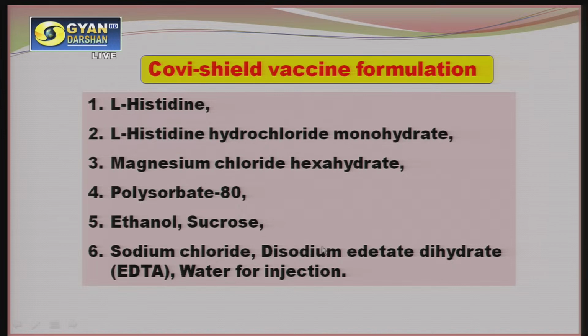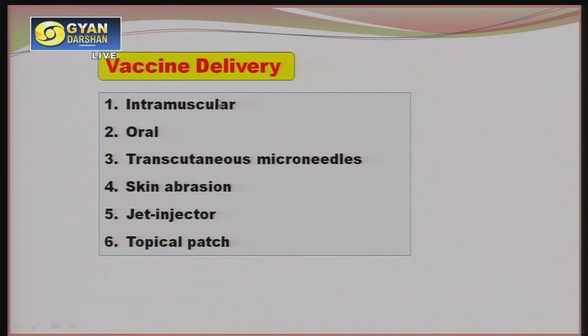And sodium chloride, disodium acetate dihydrate, EDTA, and water for injection. So these are the formulation of the Covishield vaccine. A lot of various chemicals we can utilize. Ultimately, it improves the quality of the Covishield. It is able to produce a better immune response inside the body, and this vaccine is able to fight against the coronavirus.